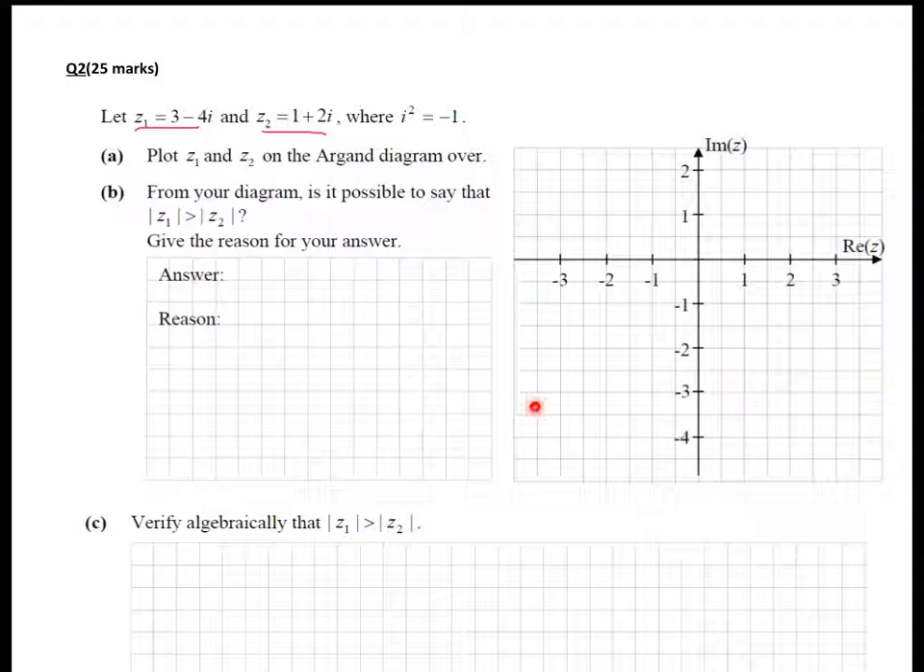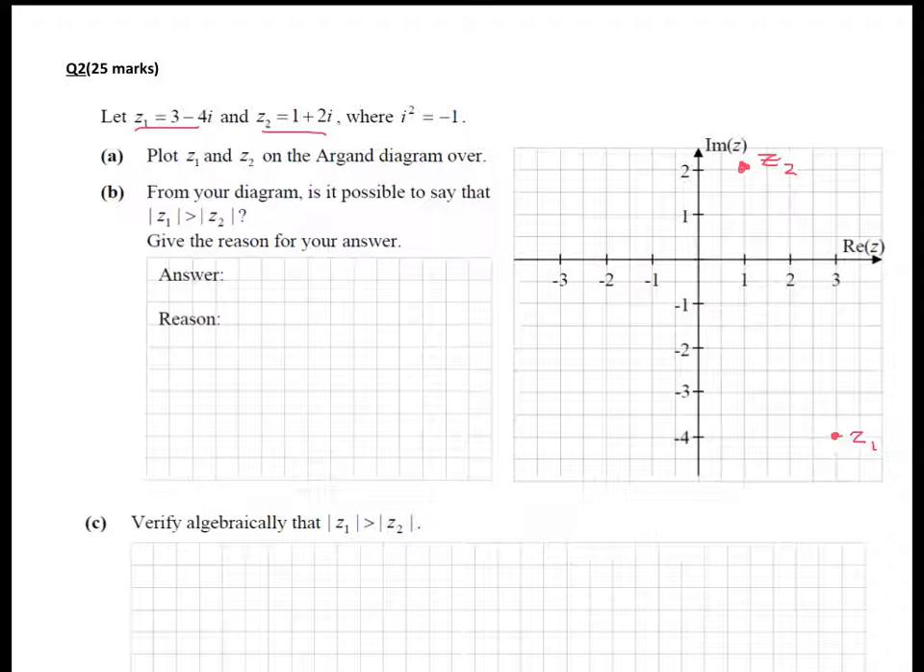Now, an Argand diagram is just this coordinate grid. Effectively, you've got your real numbers on the x-axis and your imaginary numbers on the y-axis. So when you have a complex number, which is a combination of both, you've got a real part and an imaginary part, and you're going to plot, in this instance, 3 minus 4. And 3 minus 4 is at this point here, whilst 1 plus 2i is 1 and then positive 2i.